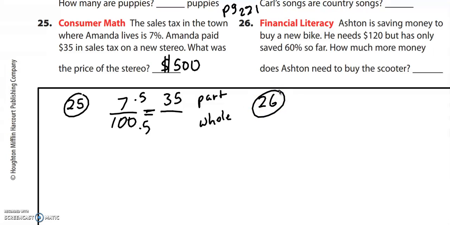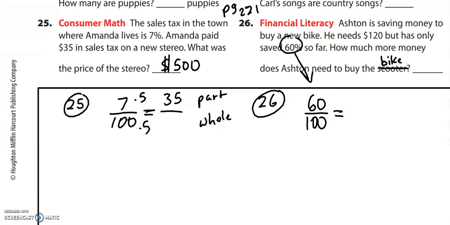Number 26 reads, Financial Literacy. Ashton is saving money to buy a new bike. I know later it says scooter, so we're just going to ignore that misprint. We're not too worried about it. He needs $120, but has only saved 60% so far. So just like before, I know what 60% means. That means 60 hundredths.